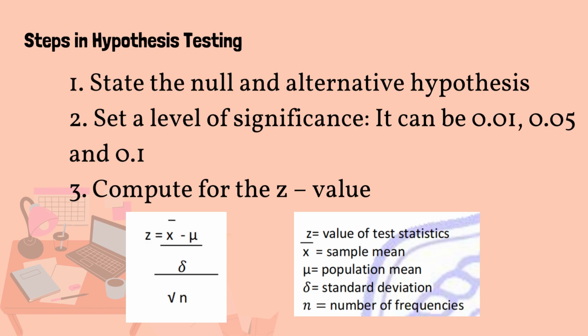The first one, of course, we have to state the null and alternative hypothesis. Number two, we have to set a level of significance. It can be 0.01, 0.05, and 0.1. But then, we always use 0.05. And then the third step is we have to compute for the z value.